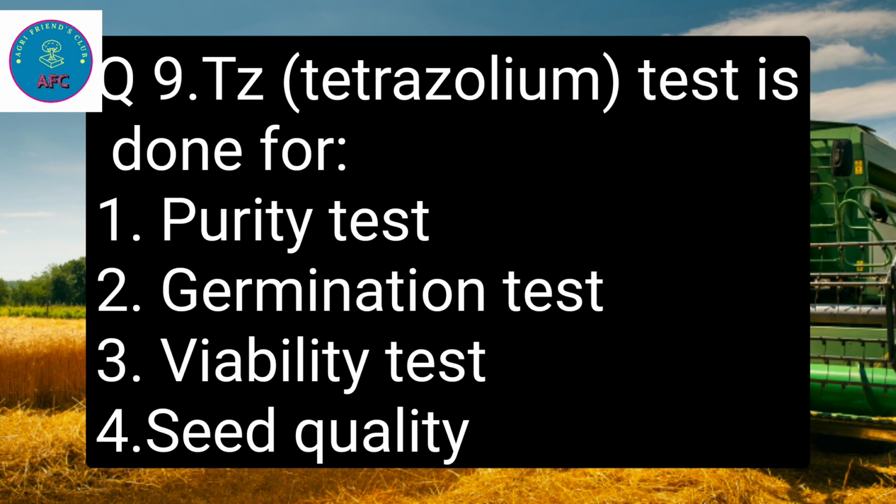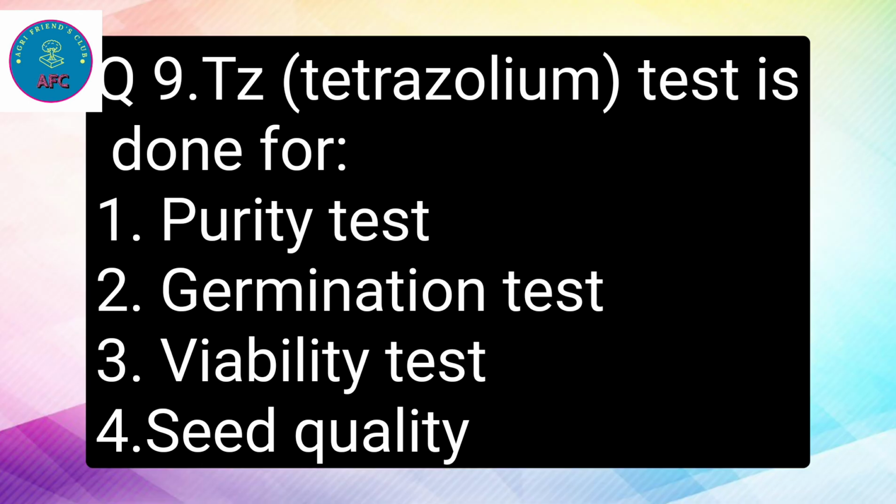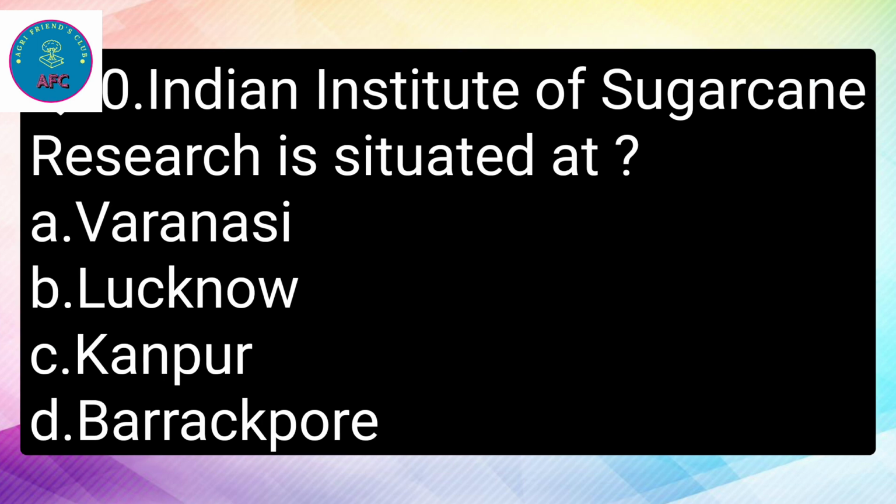Next, question number 9 is, tetrazolium test is done to test the purity, germination, viability or seed quality. The correct answer is that the tetrazolium test is done to test the viability of the seeds. Next, question number 10 is, Indian Institute of Sugarcane Research is situated at. The options are Varanasi, Lucknow, Kanpur or Barakpur. The correct answer is Lucknow.